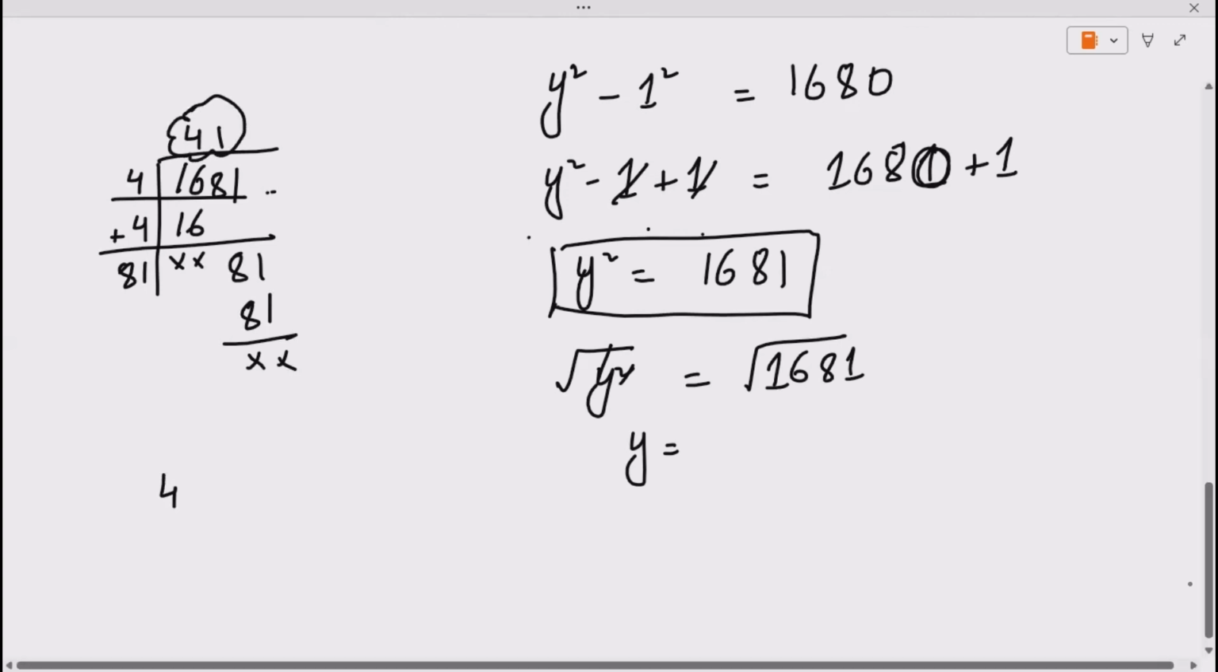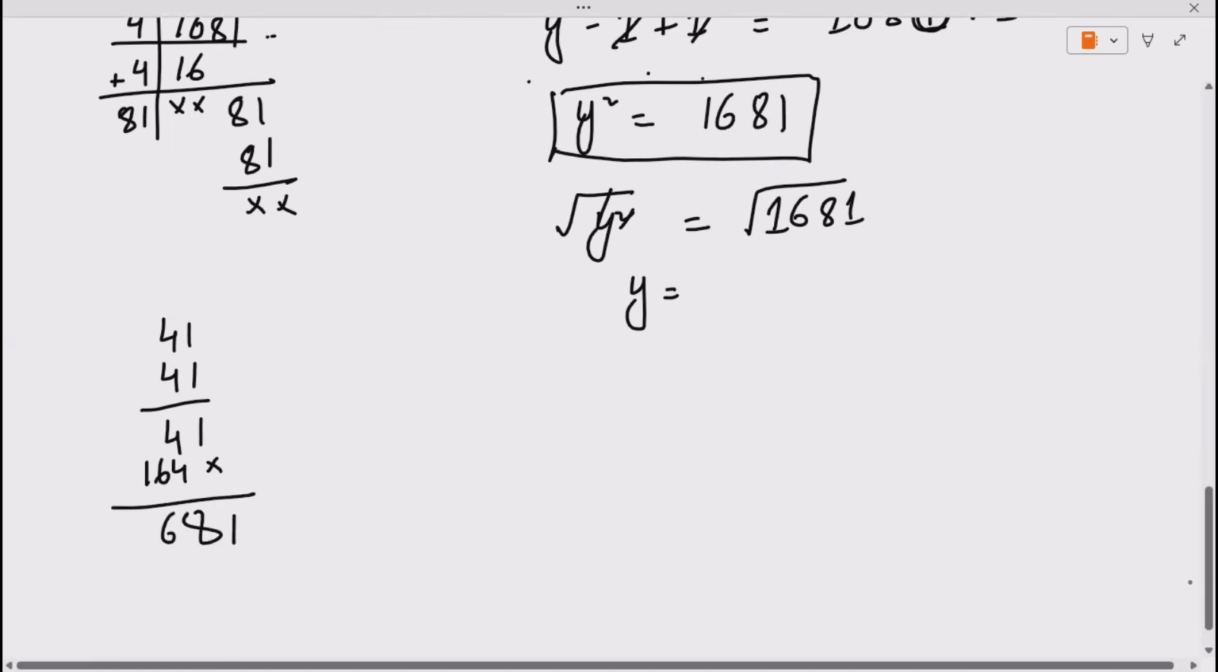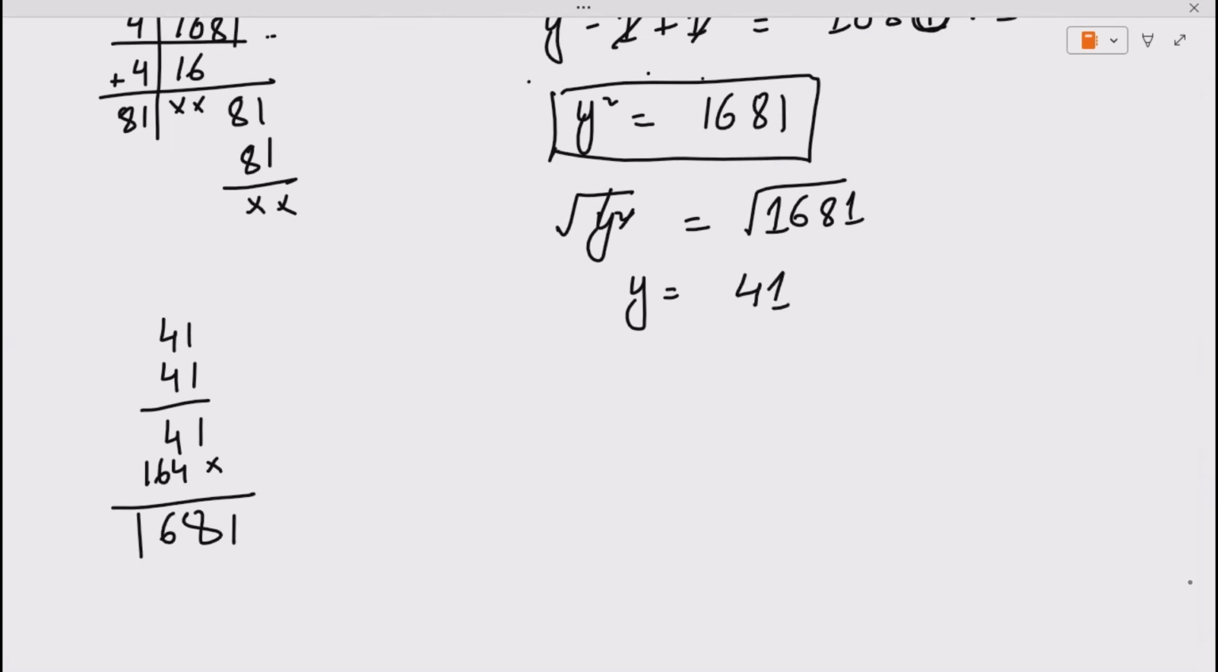You can check it also by just calculation: when you multiply 41 with 41, 1 into 1, 1; 4 into 4, 4; 1 into 4, 4; 4 into 4, 16. So when you add them, what do you get? 1681, right? So it means the root of 1681 is 41. When we are taking the root, we know that the answer has a plus and a minus. So y equals plus or minus 41.